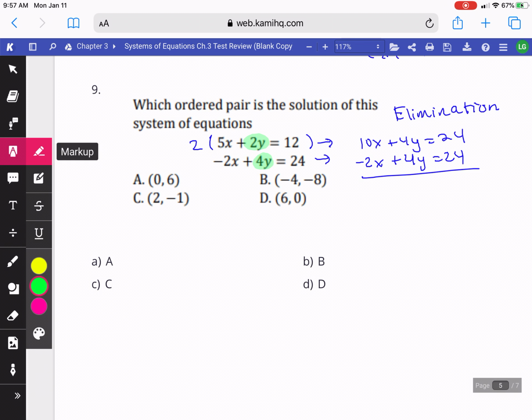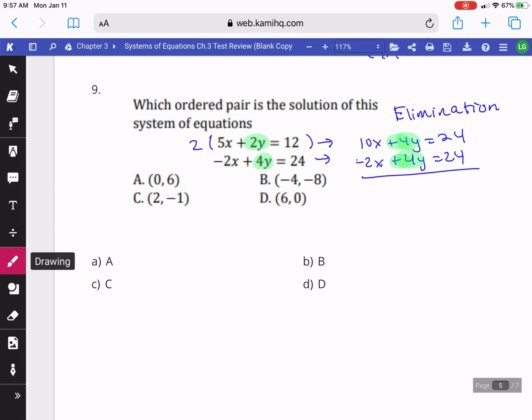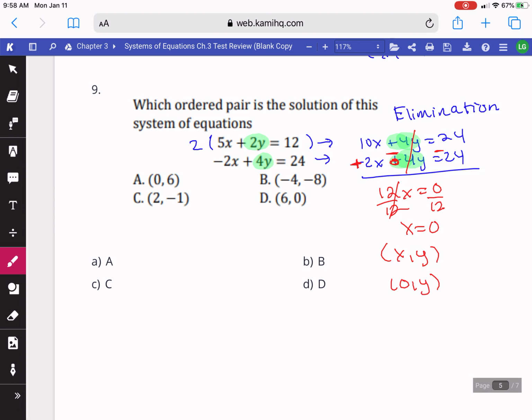Right now, these will not eliminate because 4y and 4y will give me 8. So I'm going to have to change the signs on the bottom one. So this becomes positive, this one becomes negative, this one becomes negative. So now they eliminate. I'll get 12x equals 0. So my answer for x is 0. Remember, if you have an ordered pair, x goes first. So the correct answer here would be A.